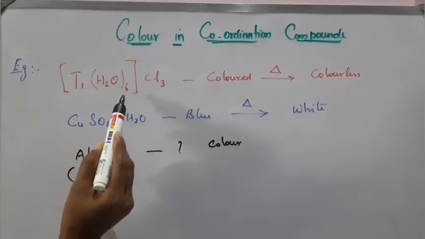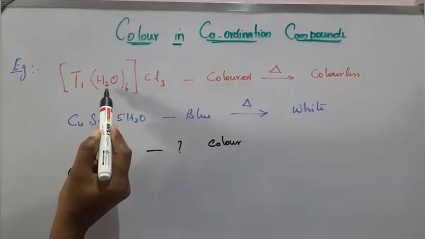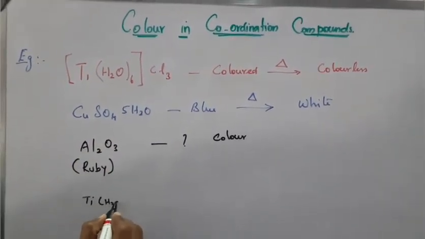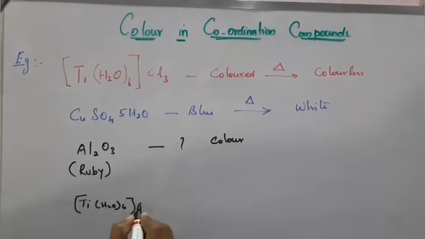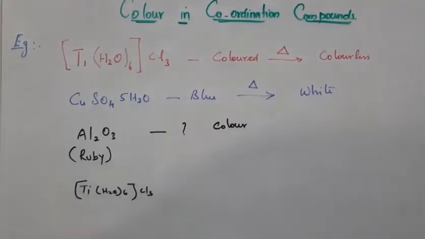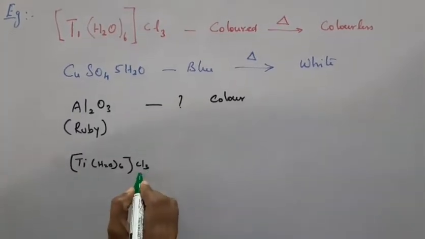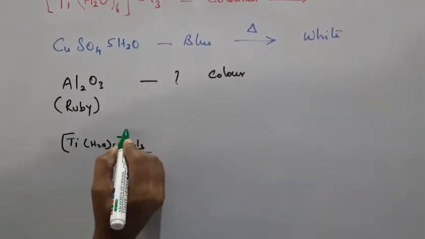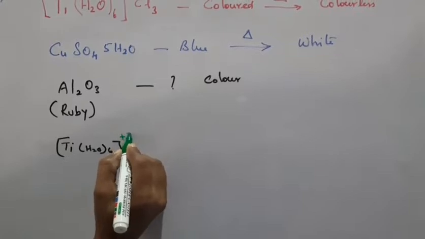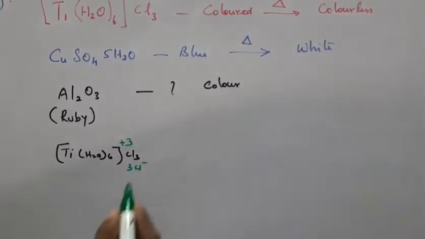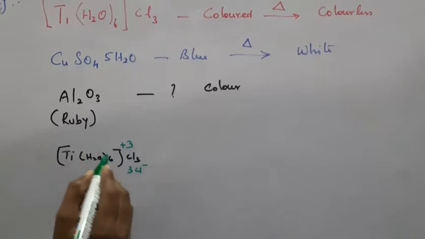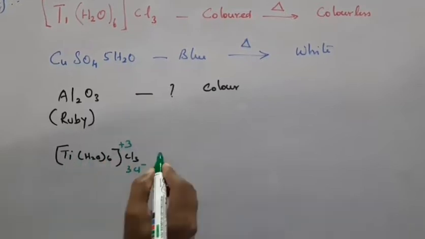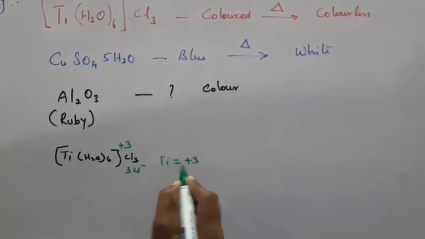For example, let me take the first example, hexaaquatitanium(III) chloride. This is ionizable, so it ionizes to give 3Cl minus. The counter ions are balanced by the complex, so the charge of the complex is plus 3. Now calculate the oxidation state. Water is a neutral ligand, there is no charge, so it equals the charge of the complex. So titanium is in the plus 3 oxidation state.